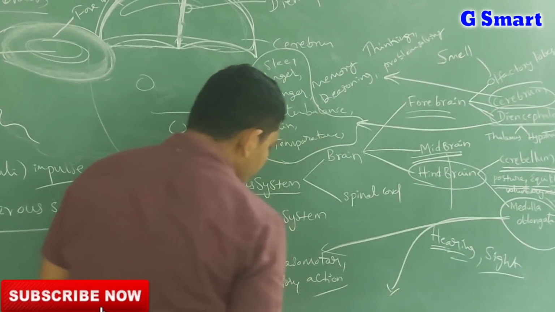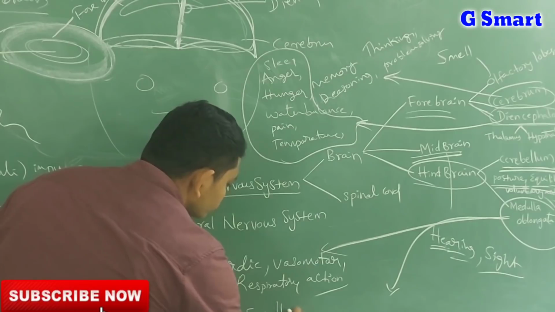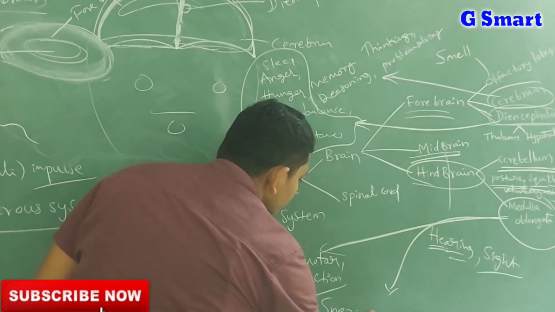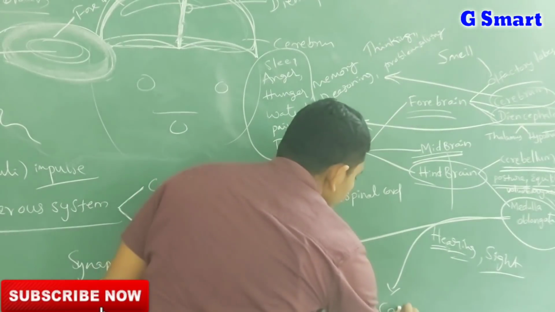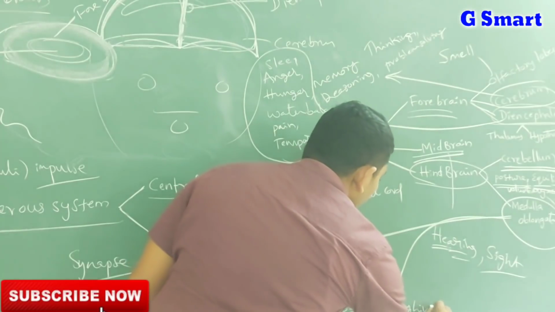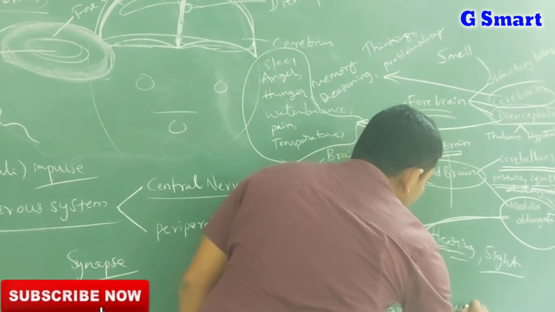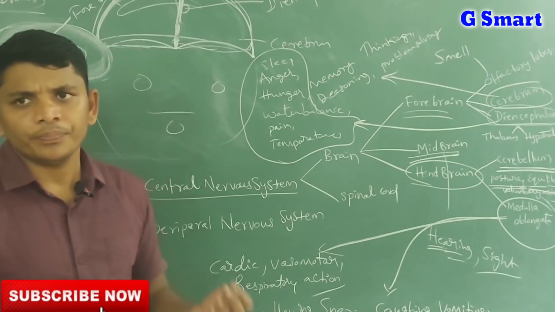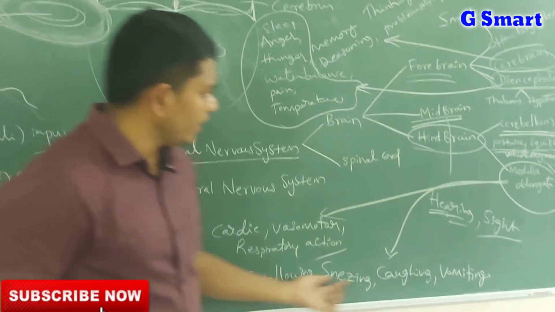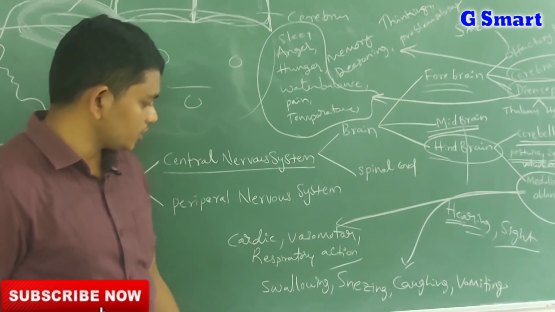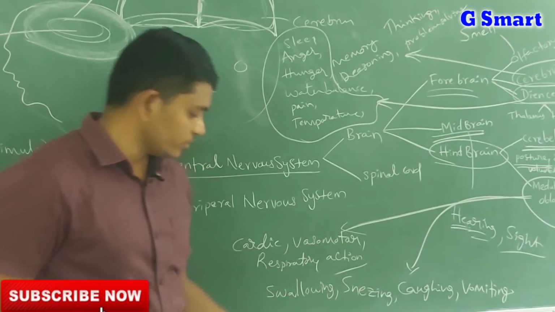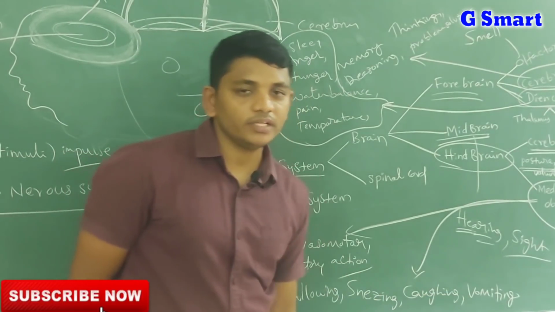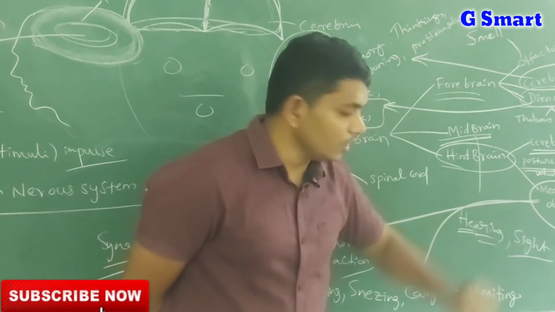in some actions called swallowing, sneezing, coughing and vomiting. So these types of functions are held with the help of the medulla oblongata. So medulla oblongata is responsible for cardiac functions, vasomotor functions, respiratory functions, and swallowing, sneezing, coughing, vomiting. All these functions work under the medulla oblongata.